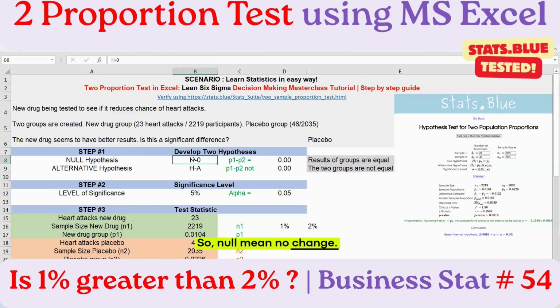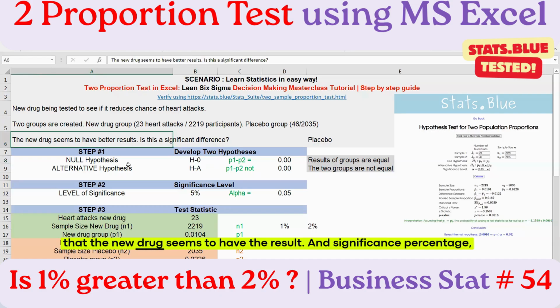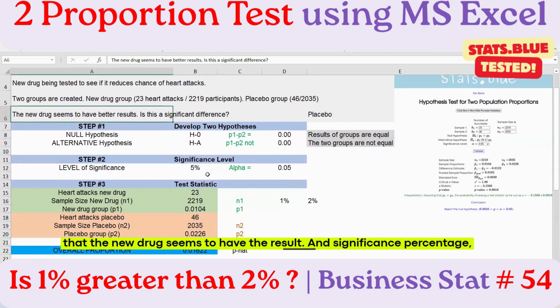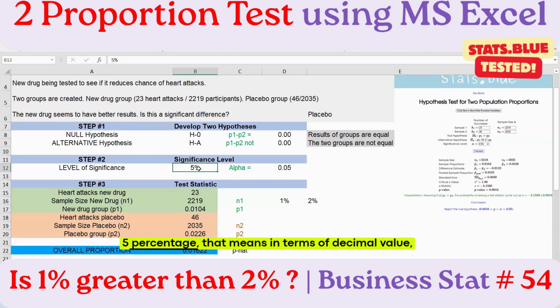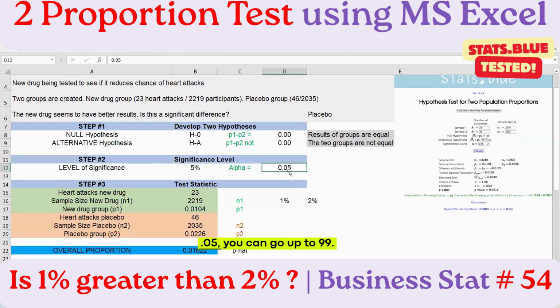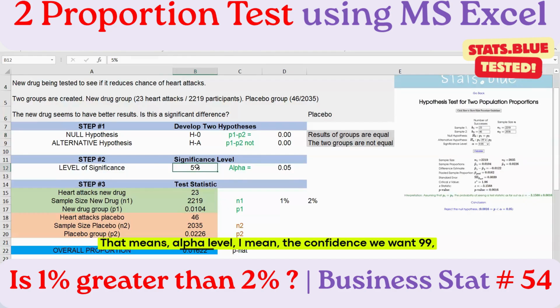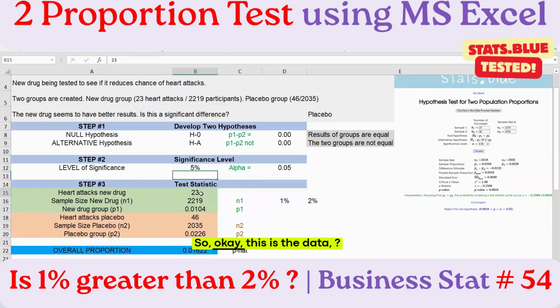So null means no change, and alternate is what I am bringing as a new claim, that the new drug seems to have better results. The significance level is 5%, which in decimal value is 0.05. You can go up to 99, that means the alpha level, I mean the confidence level, of 99, which means 1%, and so on. Okay, this is the data, right?